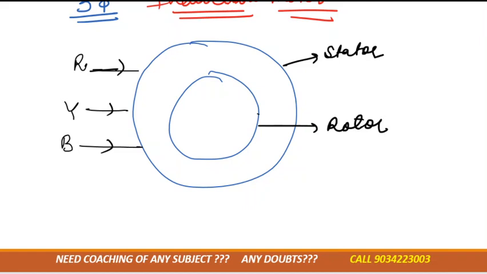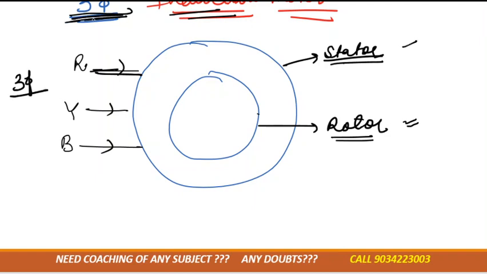So, in today's lecture, I'll tell you about the basic principle of the three-phase induction motor. In a three-phase induction motor, there are two parts, as for every motor. One is the stator and one is the rotor. Stator is the stationary part and rotor is the rotating part. In the stator, we will give a three-phase supply, as they have mentioned that this is a three-phase induction motor.